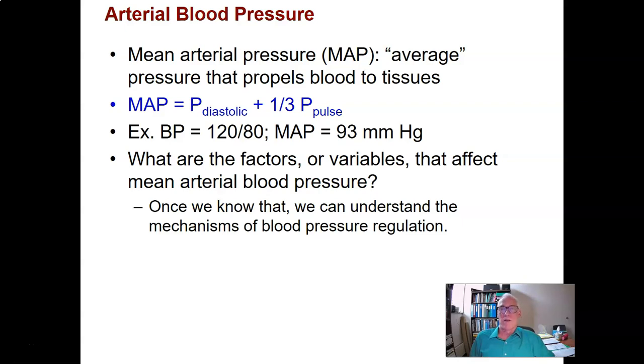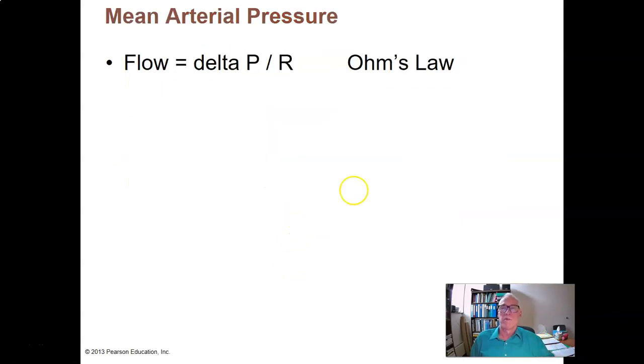So the next step we're going to take is to look at the variables that impact mean arterial pressure, so we can have the basis to understand how it's governed or regulated. So let's look in on that. What determines mean arterial pressure? What factors? What variables? So let's start out with our flow equation. We've looked at this before.